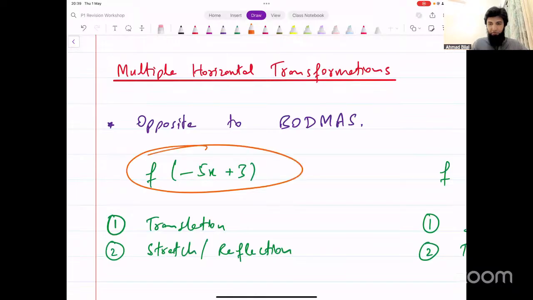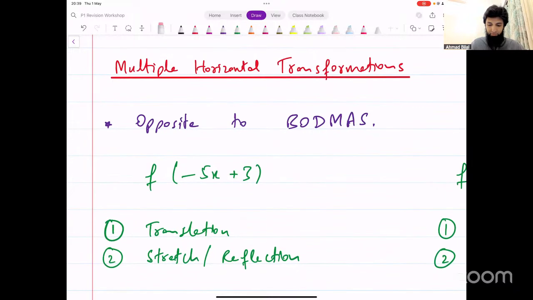So if you have f of minus 5x plus 3, what does that mean? BODMAS says you do minus 5 first, and then you do plus 3. You have to do the opposite of that. So you do plus 3 first, that means you do translation minus 3, 0 first. That's the first thing that you do. And then stretch or reflection, you can say it's a stretch with a reflection, with a scale factor of minus 1 over 5. That will be the second transformation that you do.